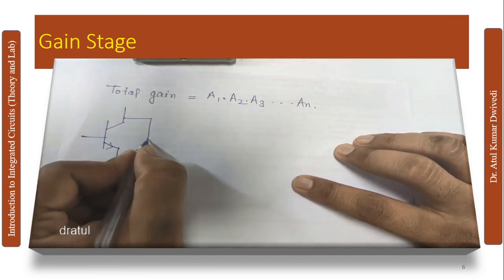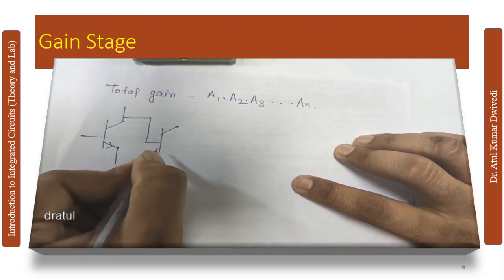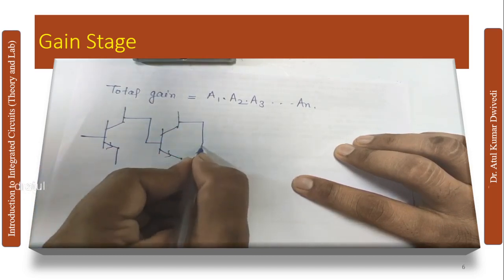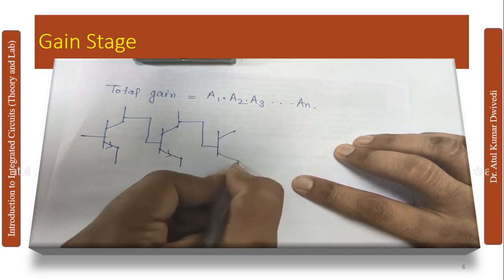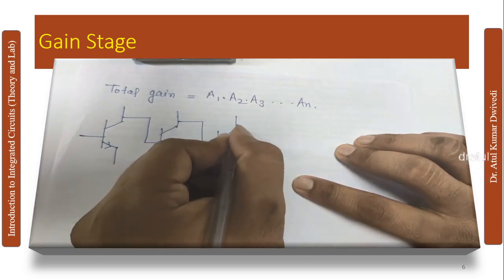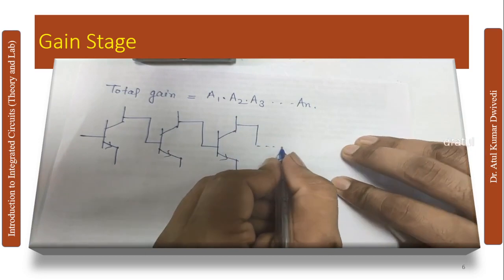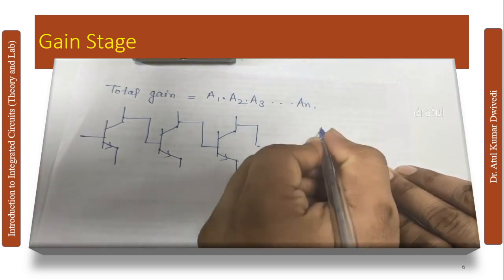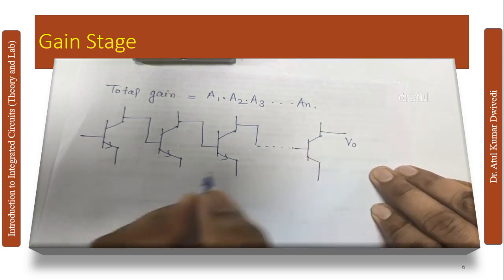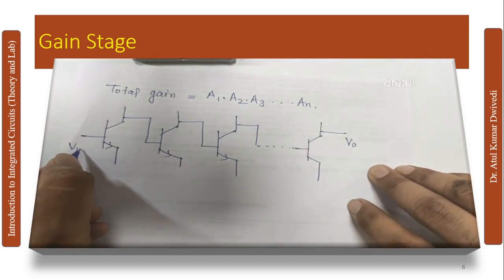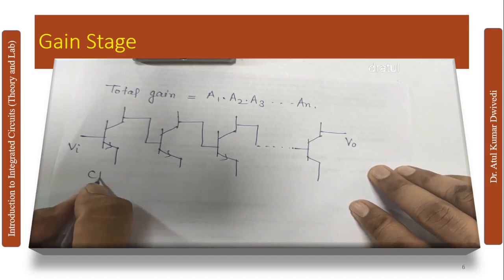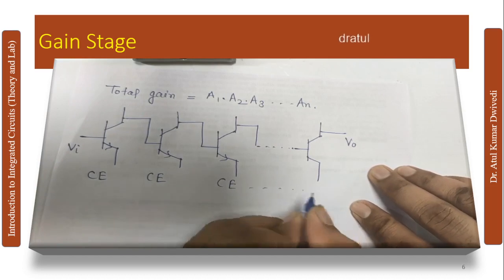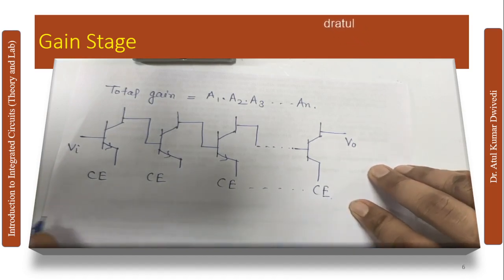Okay. So the gain stage consists of common emitter amplifiers, and the output of the first common emitter amplifier goes to the input of the second common emitter amplifier, and this chain continues for n number of common emitter amplifiers. All these stages are common emitter circuits. Okay. The last stage is the output stage.